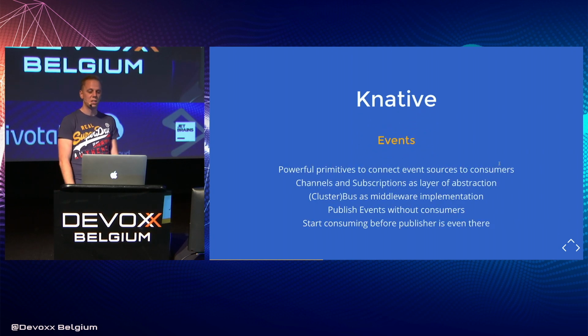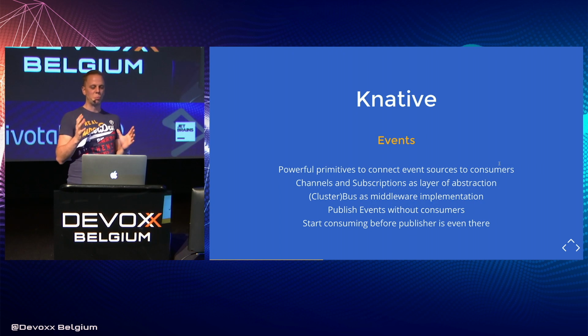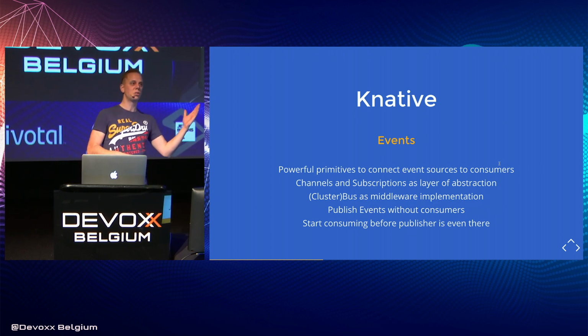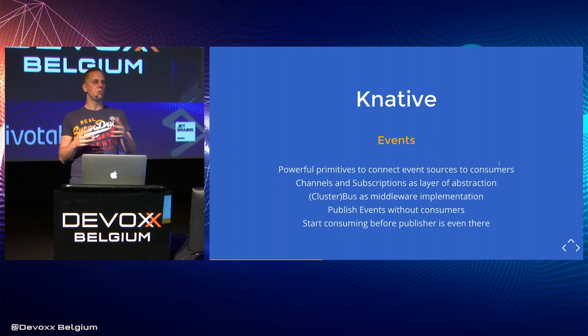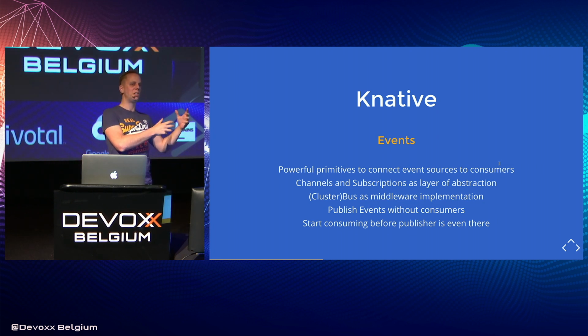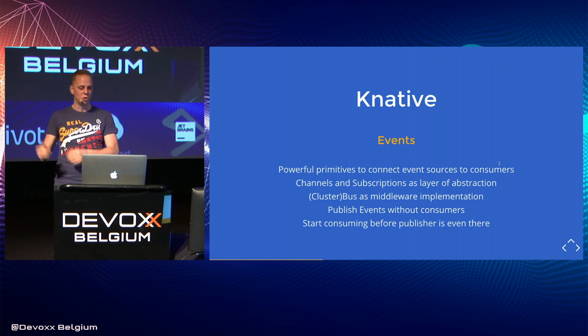The third part of Knative is the eventing part. That's quite interesting. They define some powerful new primitives to connect event sources to consumers. So basically publishers, consumers, everyone knows the concept. They call them channels. So you can create channels on a certain bus, and on a channel you can create a subscription, which is basically defining a consumer. And you can redirect applications that consume from one channel and output to another channel.